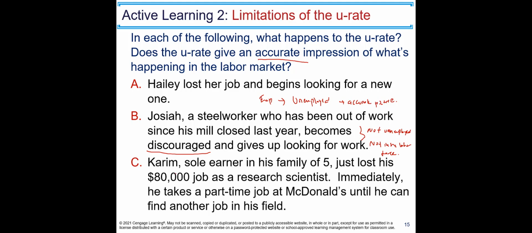Let's look at C. Karim, sole earner in his family of 5, just lost his 80,000 job as a research scientist. Immediately he takes a part-time job at McDonald's until he can find another job in his field. So this person is considered as employed. But again, we know that this person is doing a job that doesn't fit his qualifications. And this type of worker is called underemployed. But they are in fact unemployed. For that reason, because of the definition of employment and unemployment rate, this person is considered as employed. The U rate does not give the accurate picture of the economy.